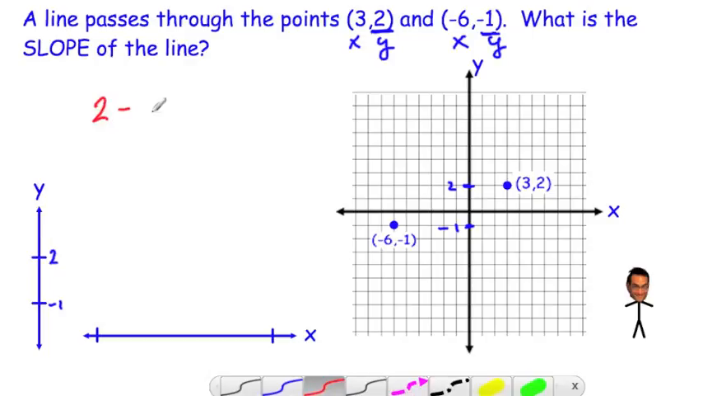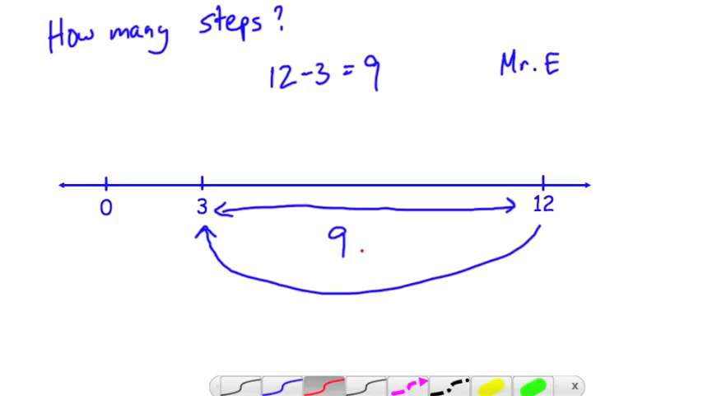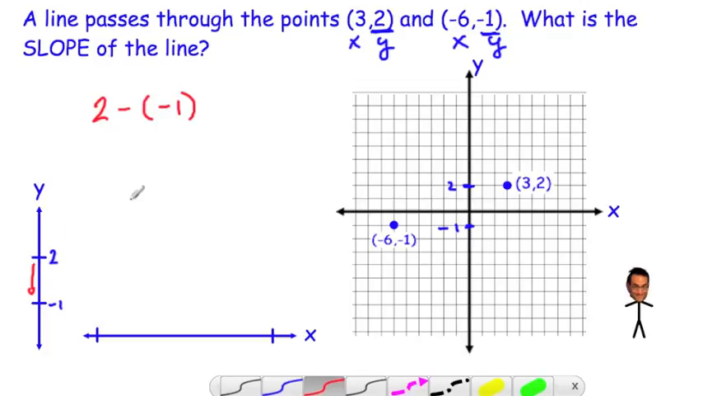2 minus negative 1. We're just subtracting. Just like we subtracted here, we're going to subtract here. So, minus a negative. How many times have I said this? Minus a negative becomes positive. 2 plus 1 is 3.